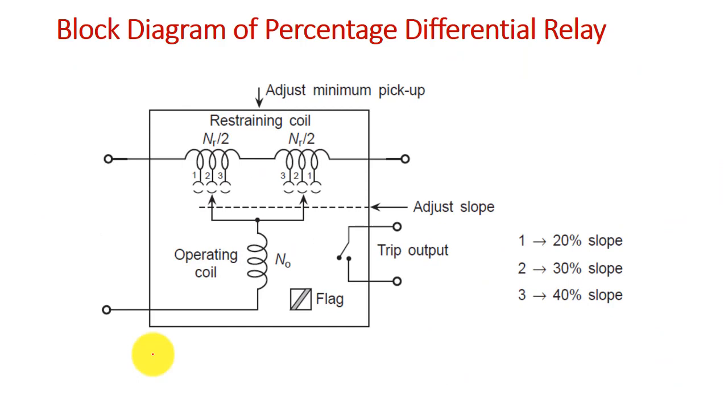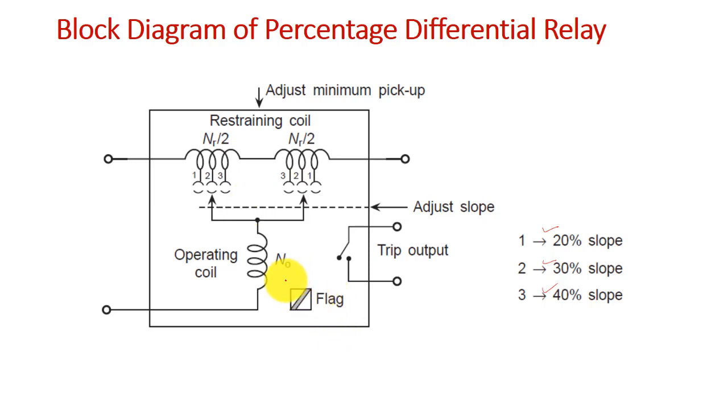Right, so let us see the block diagram of the percentage differential relay, how it looks like. So this is your restraining coil. The restraining coil has different taps. So when we choose certain taps at both the sides, it will give a certain slope, right? For tap 1, it will give 20% slope. For tap 2, it will give 30% slope, which means it is more restraining. And for tap 3, it is 40% slope. Like that, you can increase the slope gradually when we move the contacts to different taps, right?